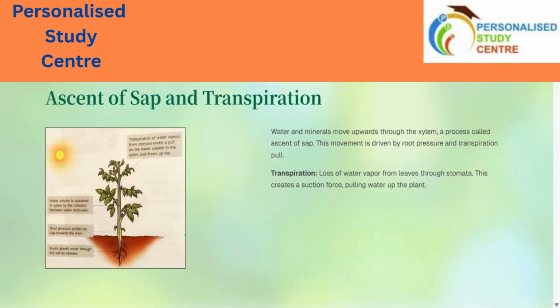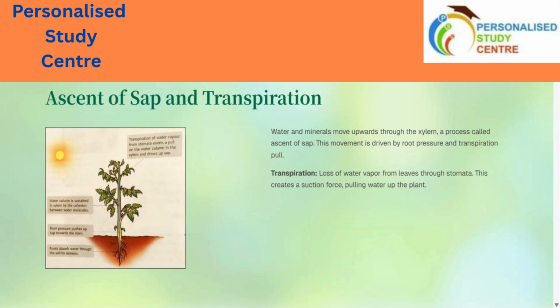So here, water and minerals move upward through the process called Ascent of Sap, and this process takes place by the tissue called xylem. So water and minerals move upward through the xylem, a process called ascent of sap. Ascent of sap means moving the water from the lower level to the higher level. This movement is driven by two main forces.